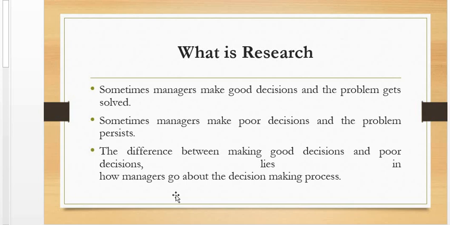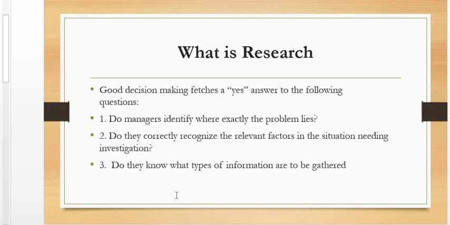The difference between making good decisions and poor decisions lies in how managers go about the decision making process. It depends upon the decision making process, or you can say it depends upon the type of research they are doing. Good decision making fetches a yes answer to the following questions. Do managers identify what exactly the problem is? In research, we say research problem. Have they identified the actual research problem? Do they correctly recognize the relevant factors in the situation needing an investigation? If yes, then do they know what type of information is to be gathered, the data collection?